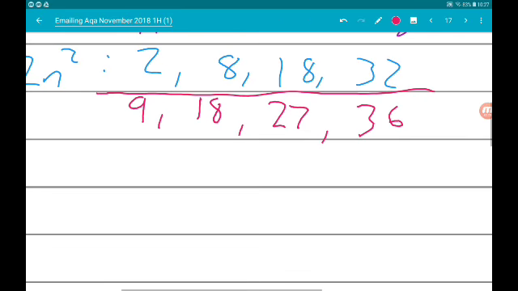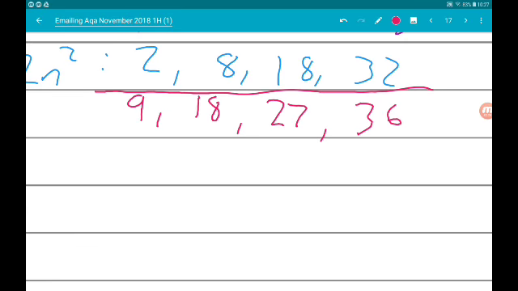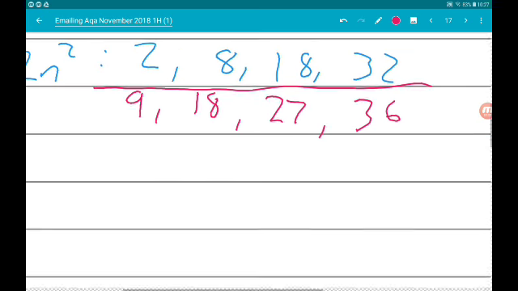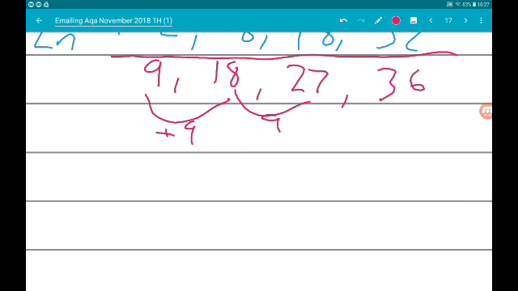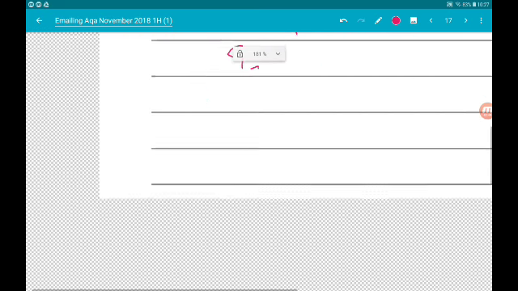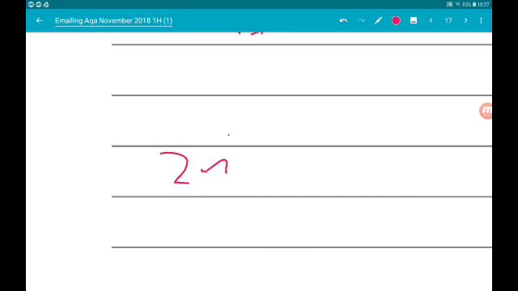So what this has now left us with is the linear part of the quadratic sequence. So we now need to find the nth term of this. Now it's quite nice. We're going up in nines. So it's something to do with 9n, and in fact that is it. It's the 9 times table. So the nth term overall is 2n squared, the quadratic part, add 9n, the linear part. Boom.